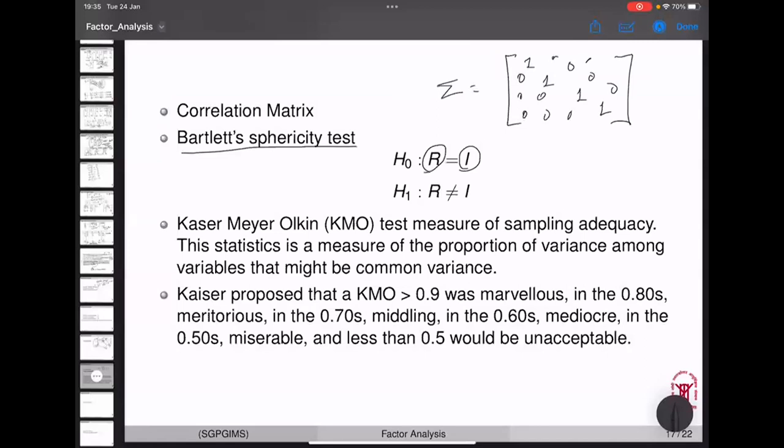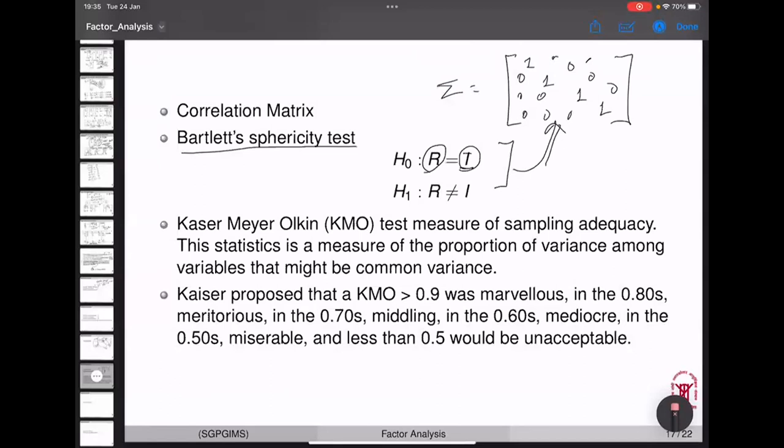So the null hypothesis is saying that this is I, the identity matrix, and the alternative hypothesis is saying that this is not equal to I. Okay, so we test this, and with the help of chi-square statistics, we can say whether we should proceed for factor analysis or not.